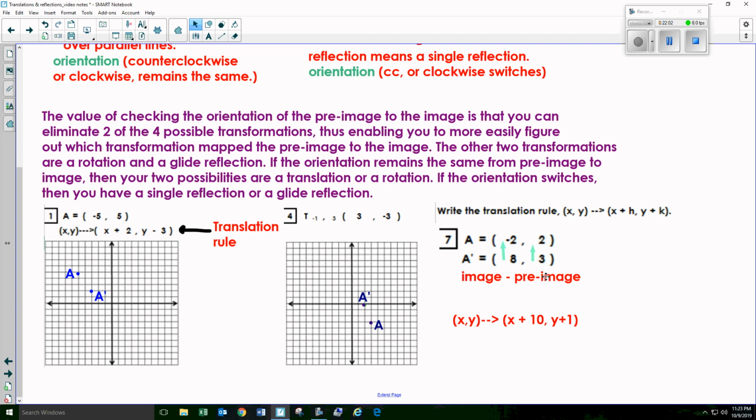That's the other way if you want to think about doing it, if you don't want to just do image minus pre-image. All right, that's how easy translations are in the coordinate plane. And that's what you're going to be doing.